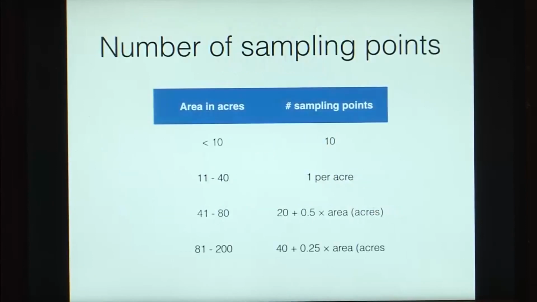So, how many sampling points do we take? If our plantation is less than 10 acres, then we go for 10 sampling points. If it is 11 to 40 acres, we take 1 sampling point per acre. If we have 41 to 80, we have 20 plus 0.5 times the area in acres. And if we have 81 to 120, so if we have a very large sized forest, then we take a minimum of 40 points plus 0.25 multiplied by the area in acres. So, this is the minimum number of sampling points that we must take.